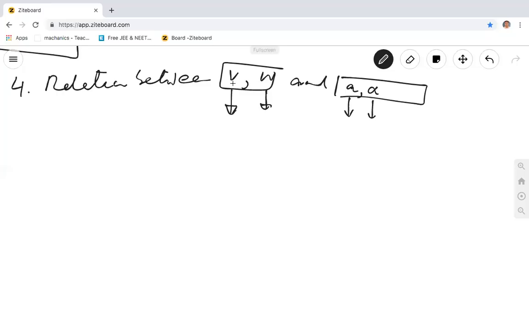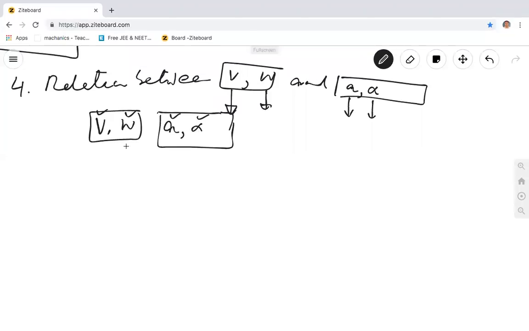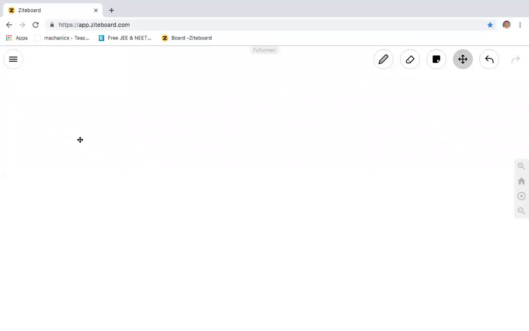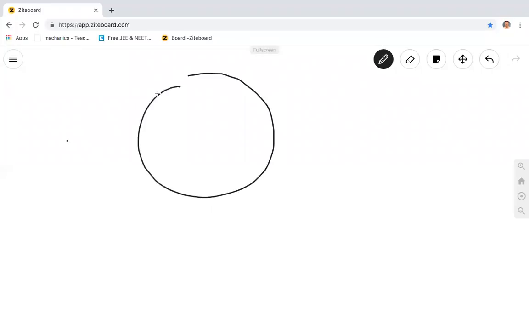So again, I will tell you, I want to find the relation between velocity and omega. And I want to find the relation between acceleration and alpha. We have to understand this in full. Now see, this is velocity, this is angular velocity, this is acceleration, this is angular acceleration. I want to find a relationship between all these. Now see, how can I do it? See, it's a particle. Let me suppose it moves in a circle.